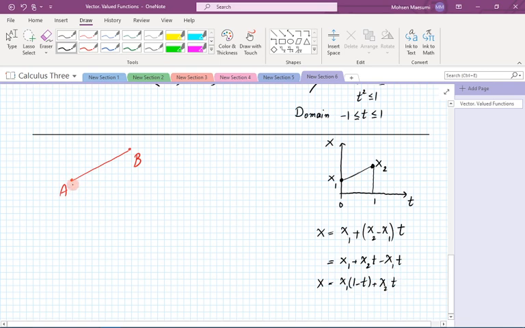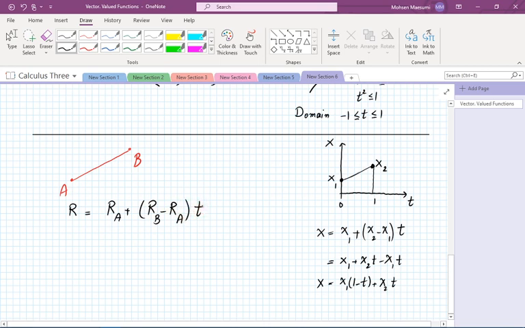Now if you are in 2 or 3 dimensions, A has coordinates, B has coordinates, and to go from A to B we follow the same formalism. So I'll say if I want to find a location R, then I start at the location of the point A plus the difference of the 2 locations times t.